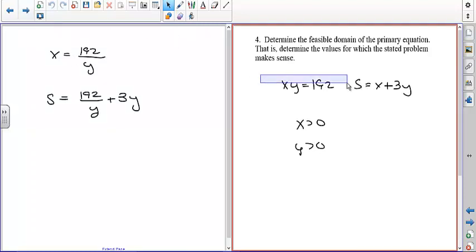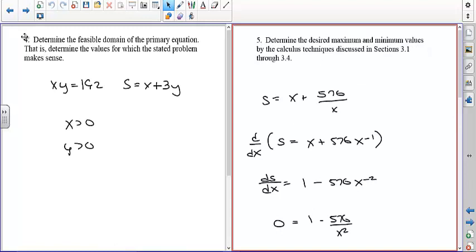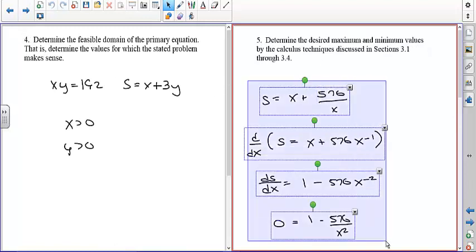So the fourth one is determine the feasible domain of the primary equations. And in this case, I just said that x had to be greater than 0 and y had to be greater than 0. So if we get a negative solution, we'll say that's not within. It's like in physics, if we get a negative time, we know that's not good. Okay. So let me erase that and start over again.